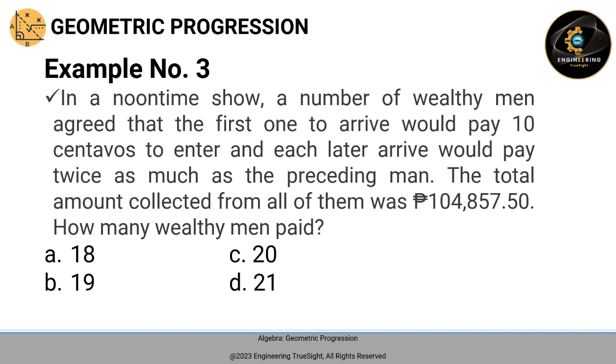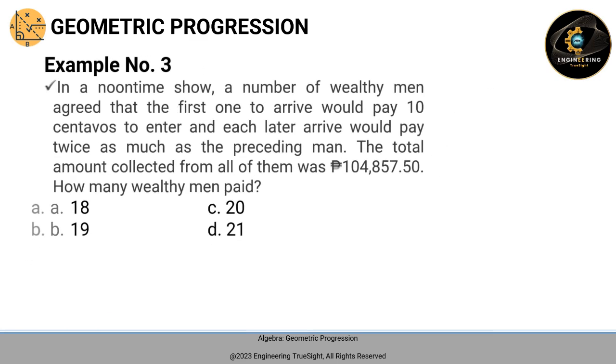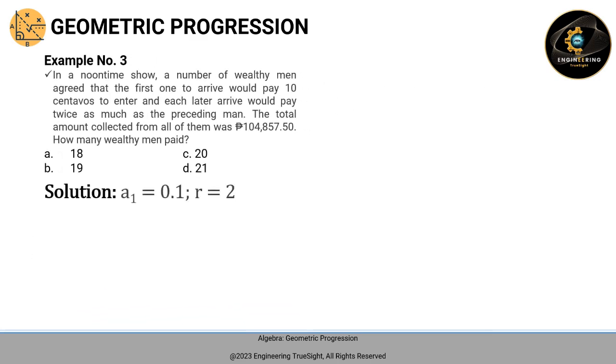A, 18; B, 19; C, 20; D, 21. Solution. We should gather the given first, which is a sub 1, or the first term, would be 0.1, since 10 centavos is 0.1 peso. The common ratio would be twice, or 2.